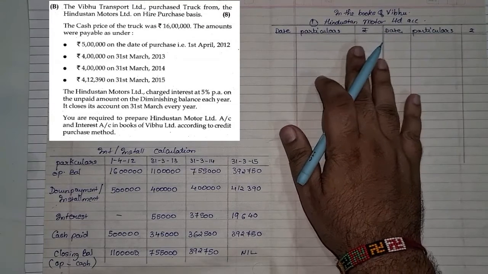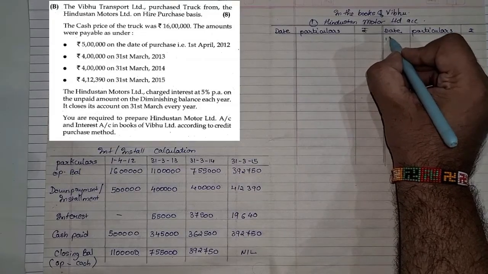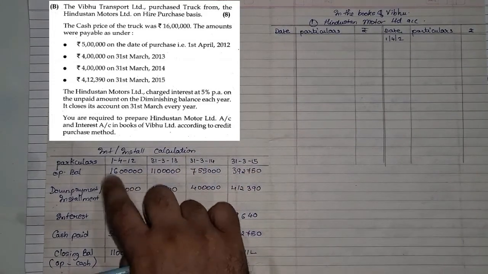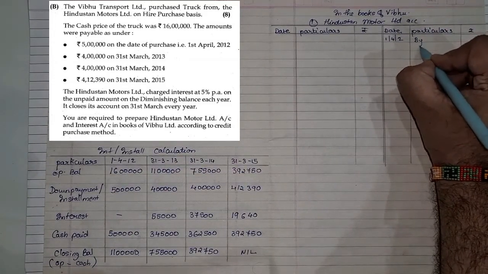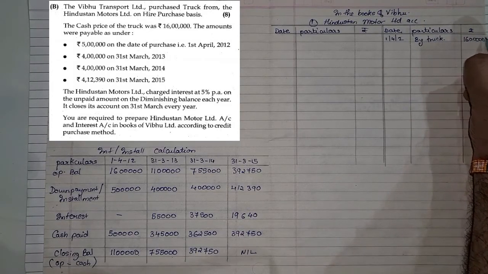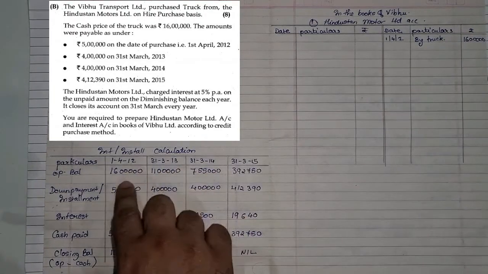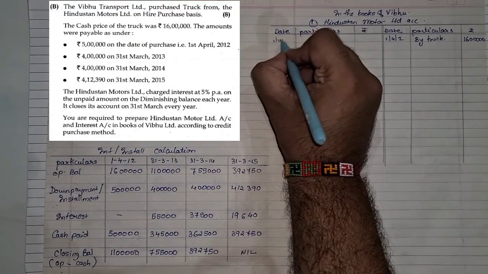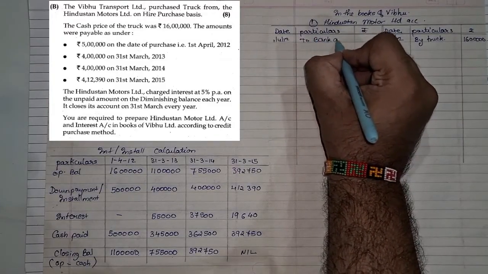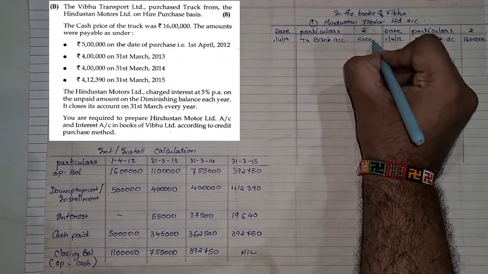So now in the vendor's account, remember, the very first thing you need to note down is on 1st April 2012 we bought a truck. So I'll write here, buy truck, 16 lakhs. We bought a truck for 16 lakhs. Now on the same day, 1st April 2012, we made a down payment on this side, to bank account. Look at this account, to bank account we made a down payment of 5 lakhs 345.